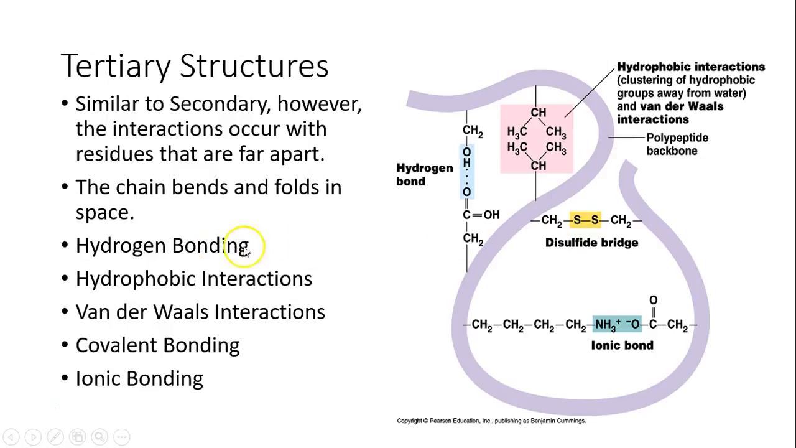So the different bondings are hydrogen bonding. This is a good example of it right here. You have hydrophobic interactions. Remember, hydrophobic means it's water fearing. You have some van der Waals interactions. Okay, you have some covalent bonding and some ionic bonding, as you could see here.